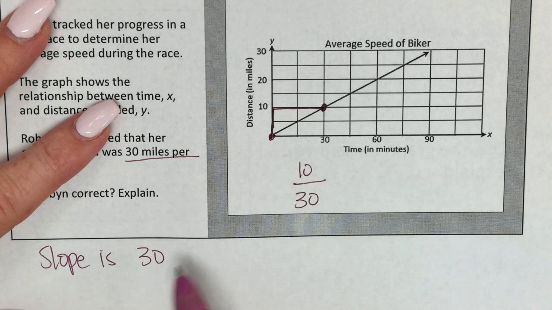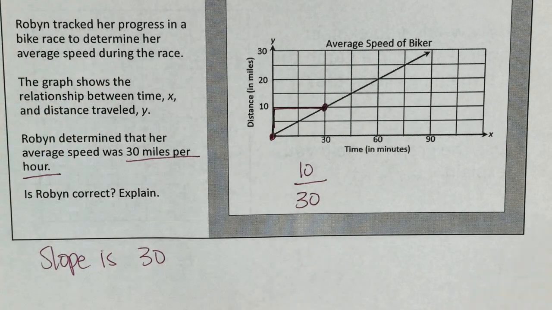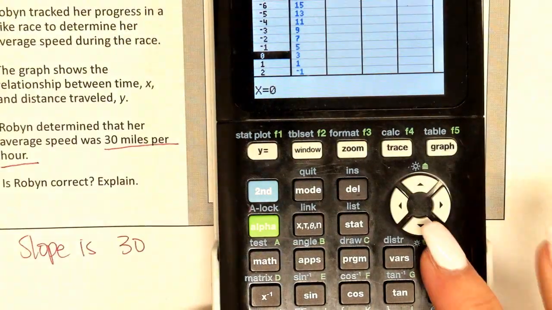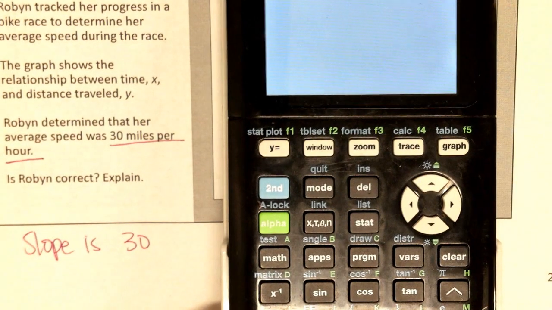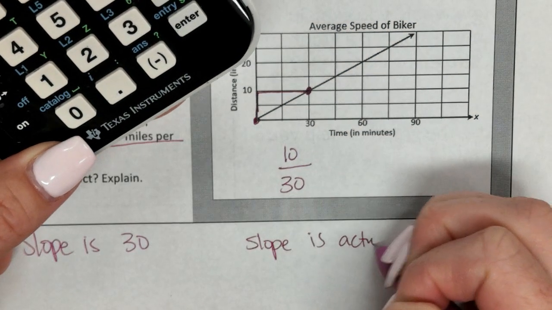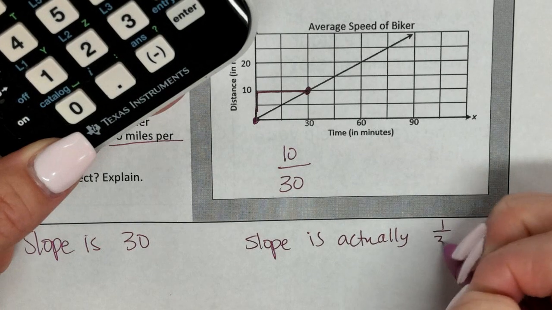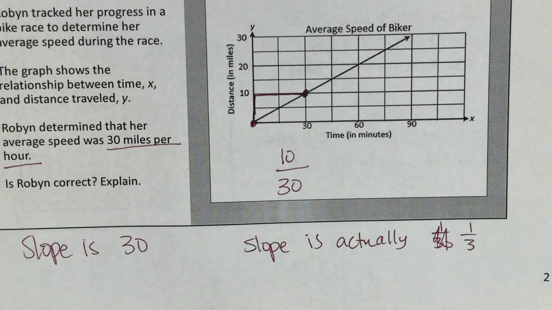Does 10 over 30 simplify to 30? No. Everybody go look. Y equals 10 over 30 simplifies to 1/3. The slope is actually 1/3. Oop, not 1 over 30, 1/3. So was Robin correct? No, she wasn't correct at all.